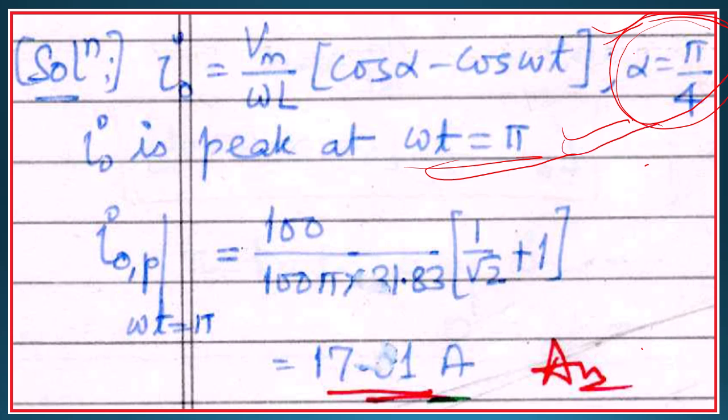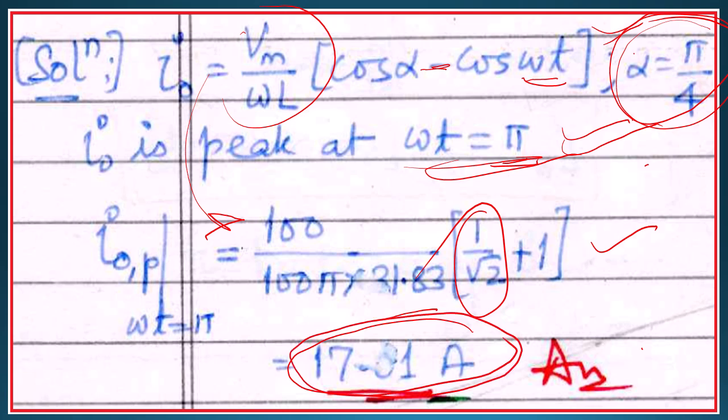So I naught peak is equal to, see this Vm, you just put the values ये in expression में आप रख दीजिए, तो you are getting I naught peak is equal to 100 upon 100 into pi, because f is equal to 50, then omega is equal to 100 into pi, into 31.83. Okay, L की वैल्यू यहाँ पर रख दी है, and in bracket alpha is pi by 4, means cos pi by 4 is 1 upon root 2, plus cos omega t is cos pi. ओके, तो cos pi is -1, तो माइनस माइनस ये प्लस हो जाएगा, so that you are getting 1 upon root 2 plus 1. So finally you are getting 17.01 ampere. So this is the current flowing through the inductance, which is the peak current.